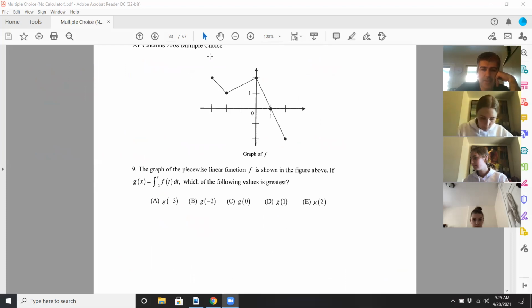Because they're asking for the greatest value, if we think about it, G prime is going to equal f. This is FTC, G prime is going to equal f. So we'll need to test the endpoints, which will be, looks like -3. No, sorry, -2, because we're starting at -2. Actually, never mind. No, we are testing -3, because -3 is an endpoint here. -3 and 2.